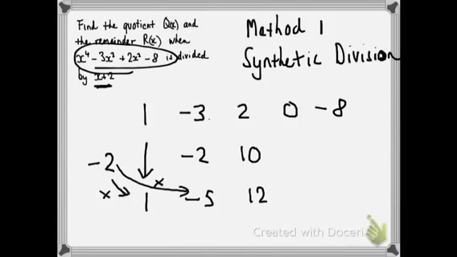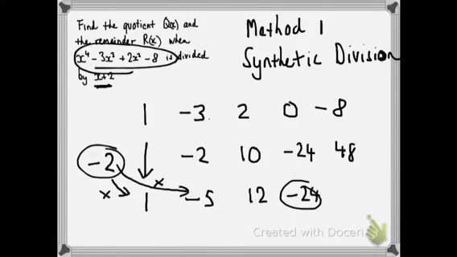So we're multiplying and adding right through this grid. Next one, negative 2 multiplied by 12 is negative 24. We add again. 0 plus negative 24 is negative 24. Multiply once again by negative 2: negative 2 multiplied by negative 24 is positive 48. Then we add again. Negative 8 plus 48 is going to be 40.